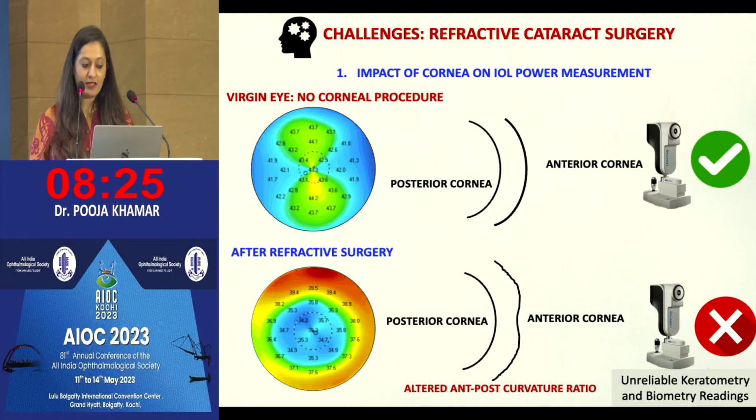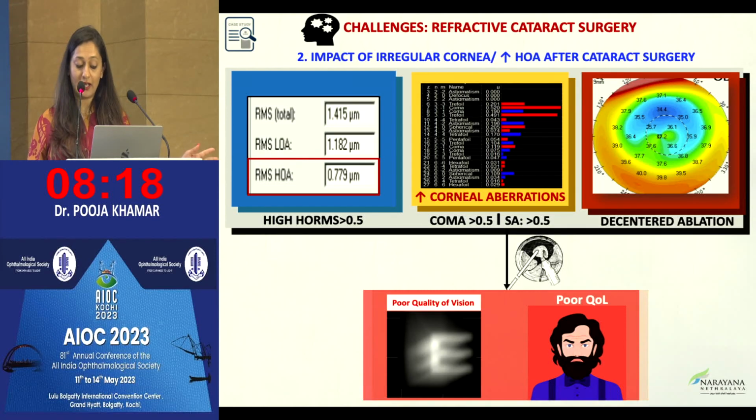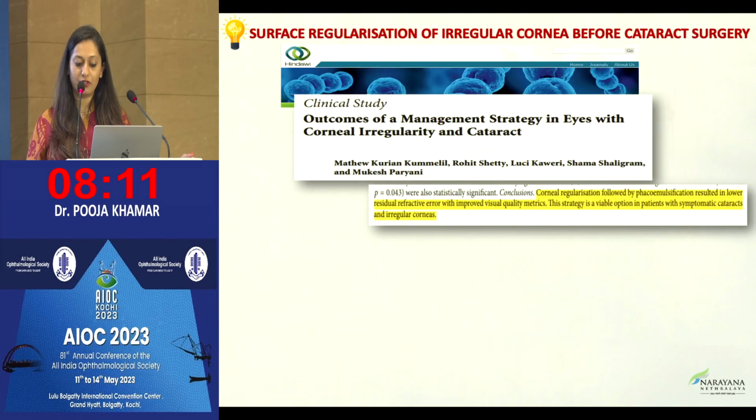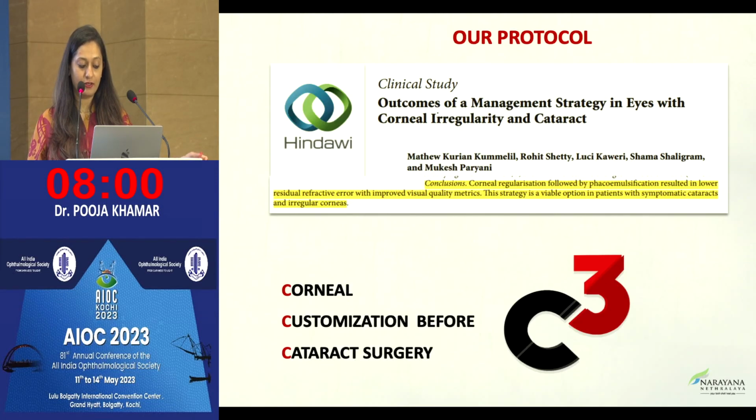So if it's a well-centered topography like what you see here, it's not a problem. But if you see something like this and you go ahead and do a cataract surgery, then the challenge comes. And the challenge doesn't only come in the post-surgery outcomes, but also when you're dealing with the IOL power calculation, because it can affect the accuracy of IOL power calculation, and there will be a refractive error surprise as well.